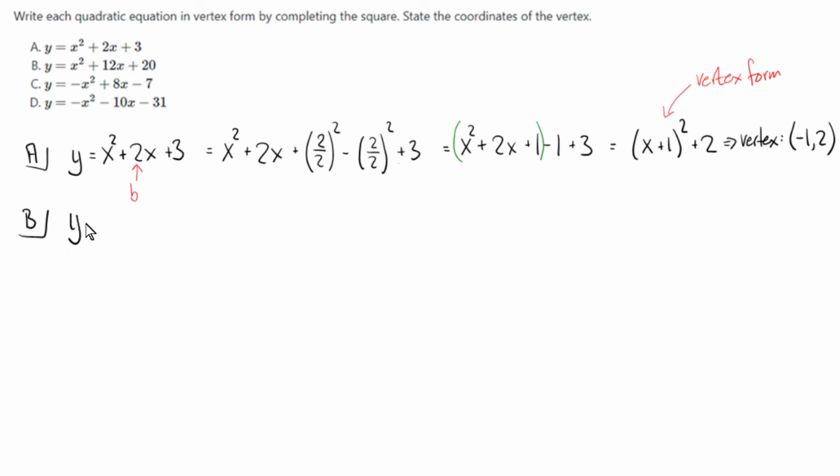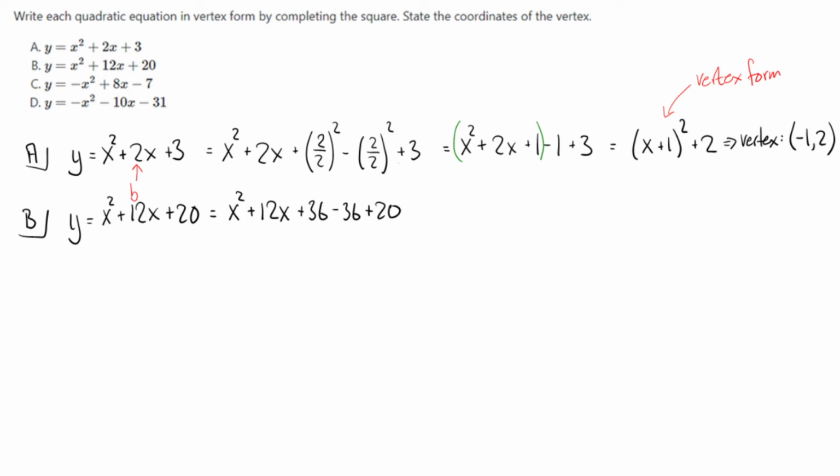Our second quadratic function is y equals x squared plus 12x plus 20. And we're going to do the same procedure here. So first we're going to take the value of b, which is 12. We're going to divide it by 2 and square it. So 12 divided by 2 is 6. 6 squared is 36. So we're going to add 36, subtract 36, and then the final plus 20.